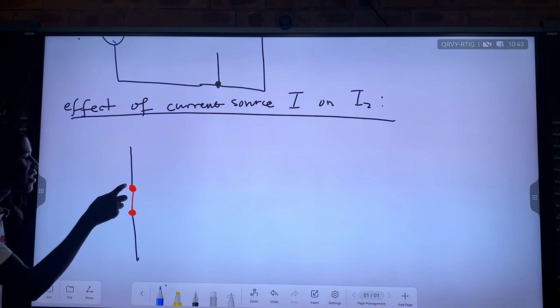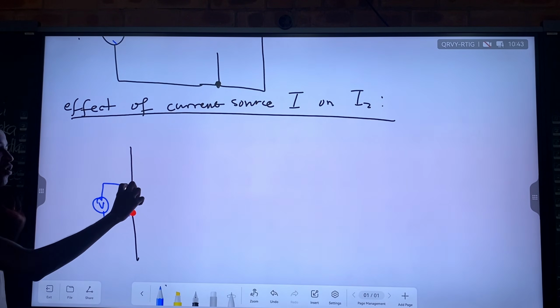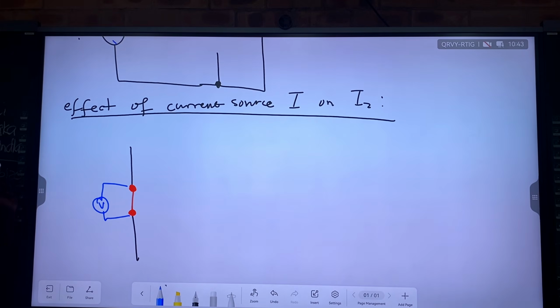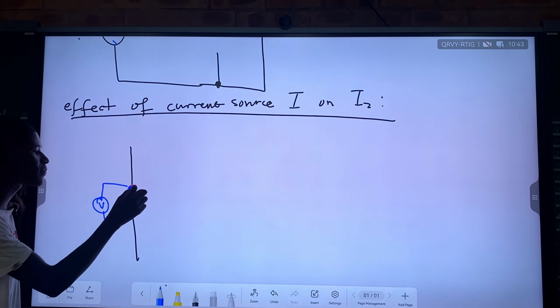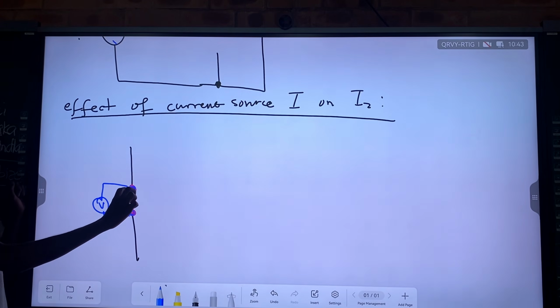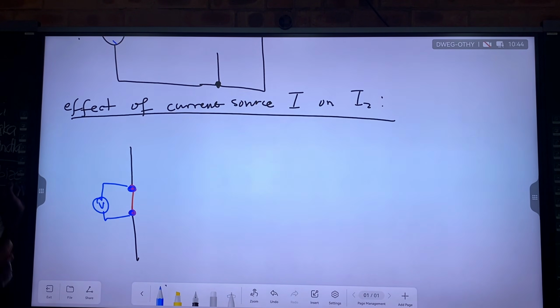Because if you put a voltmeter across these two ends, your voltage is going to be 0. Because the potential at this point and the potential at this point, they are what? They are equal. Why are they equal? It is because there is no resistor between them. We cannot have a potential difference if there is no resistor.